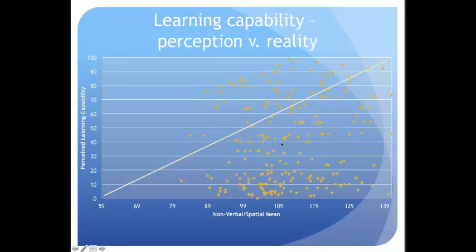Basically, our students are exceptionally able. Almost all of them have a nonverbal spatial mean above 89, which places them in the average range or above. Only 2 or 3 of our students have a nonverbal spatial mean placing them below the average range. Our students are very able, but look at what they think of themselves. They don't think they're able at all. In fact, they don't have a very high opinion of their potential whatsoever.